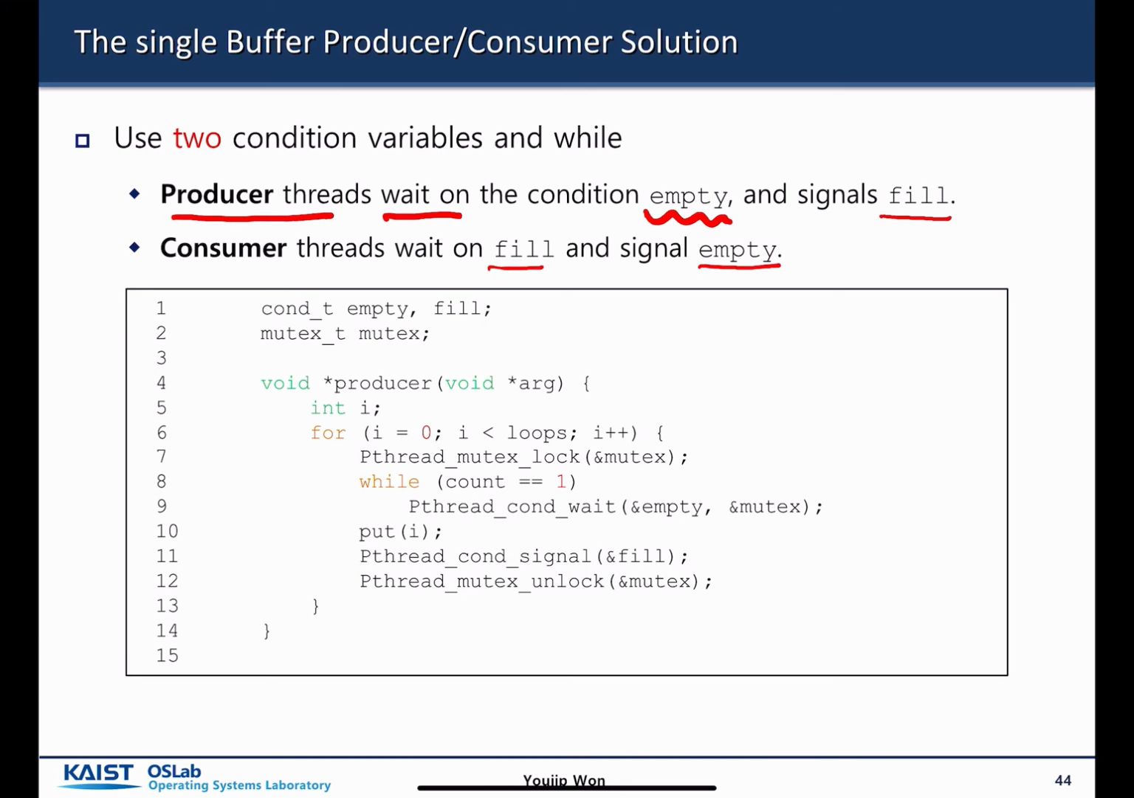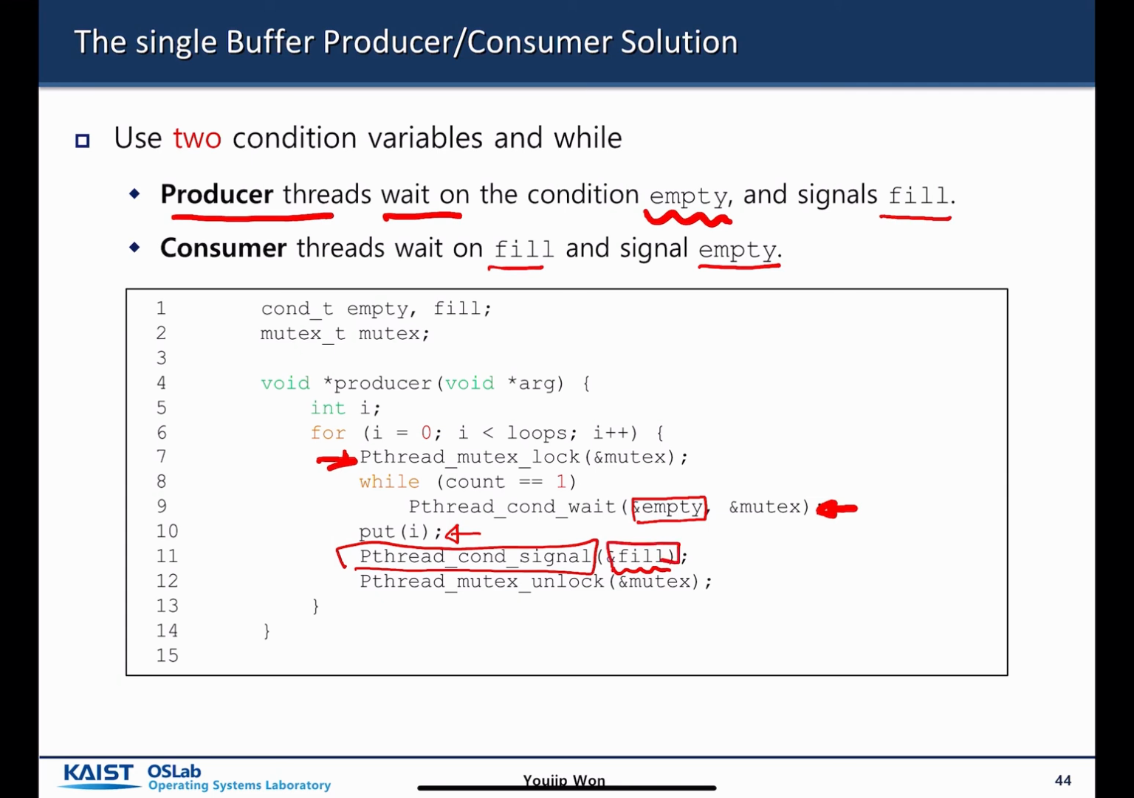So this is the producer code. The producer locks the mutex to check if the counter is 1 or not. And then if it's 1, then it has to wait. After it creates the contents in the buffer, it generates a signal, but this time the condition variable it signals is fill. Okay, so here the producer waits for the buffer to be empty, and then once it's empty, it generates the contents and it signals that the buffer is full.